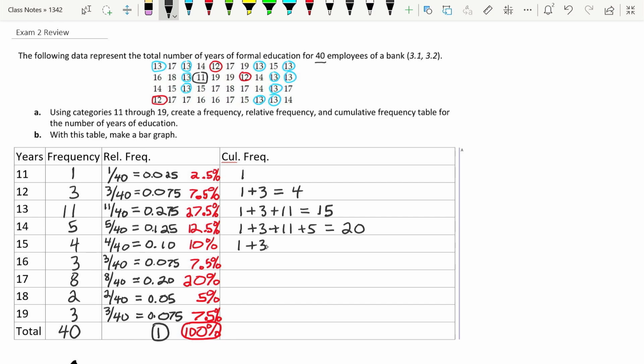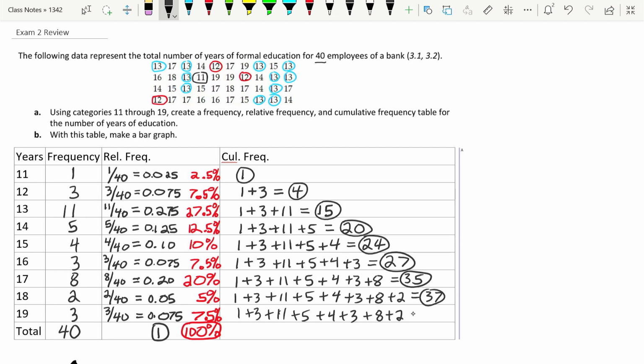And if I just go through here and do this for each frequency, I add the frequency to the last number, now plus 4, to get 24. And here at the very end, I'm going to add the last frequency, and that would come out to be the total of 40. All the frequencies added up together.